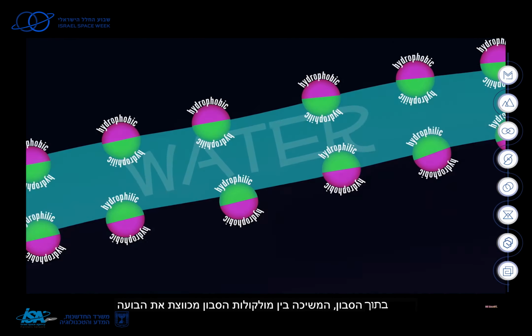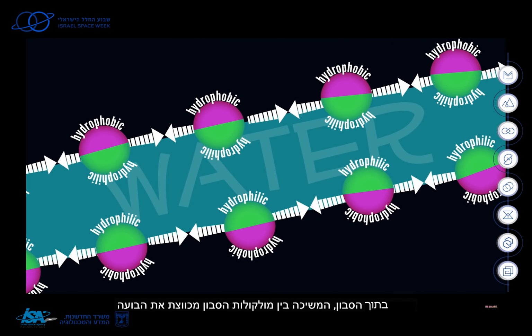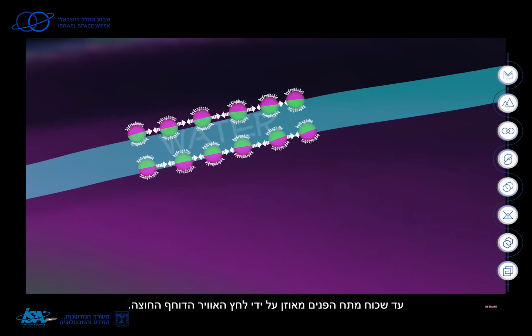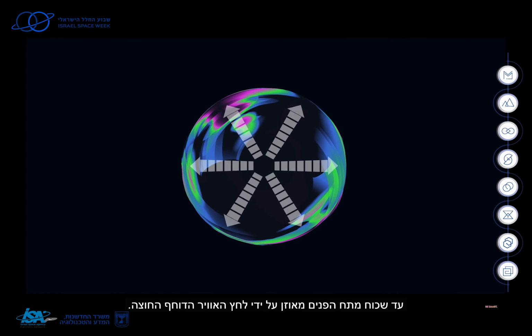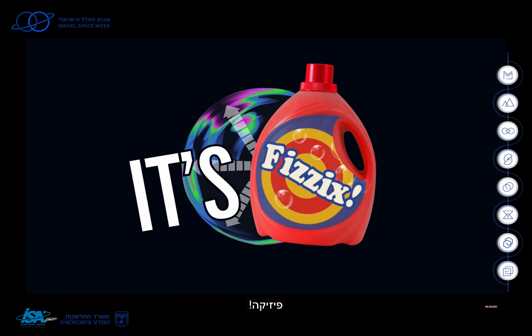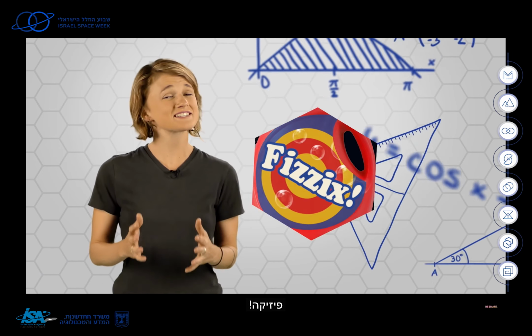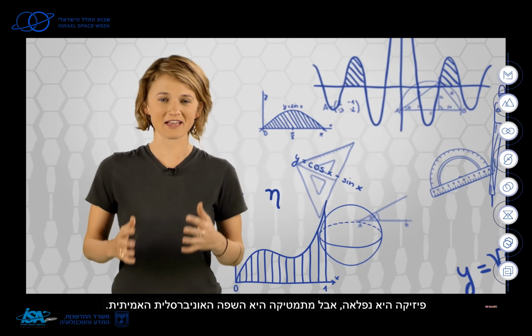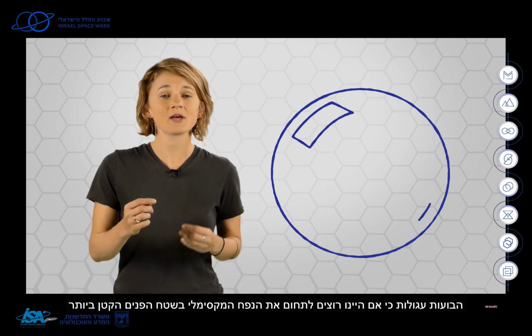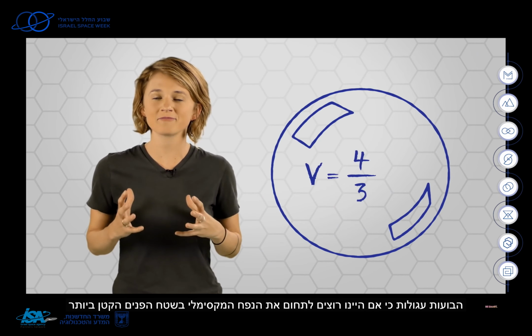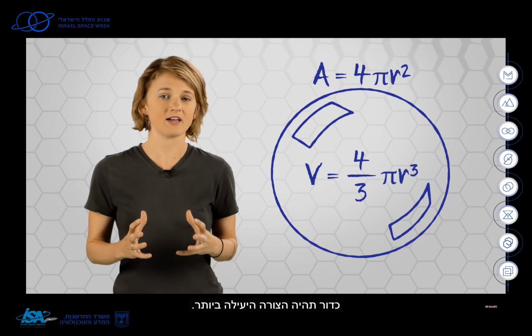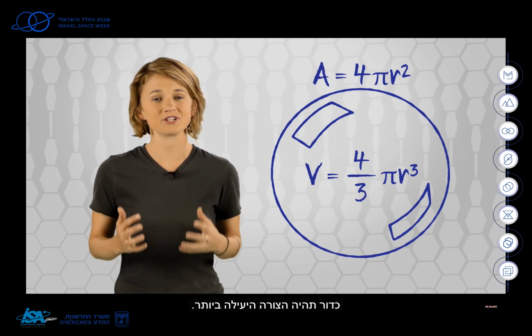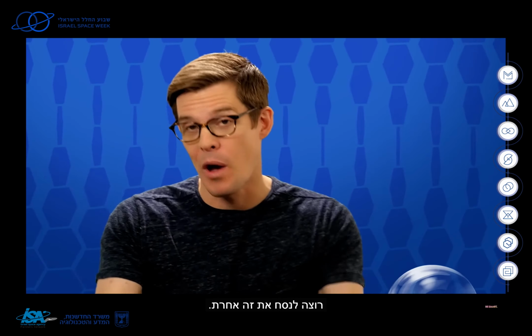Inside thin soap films, attraction between soap molecules shrinks the bubble until the pull of surface tension is balanced by the air pressure pushing out. It's physics. Physics is great, but mathematics is truly the universal language. Bubbles are round because if you enclose the maximum volume with the least surface area, a sphere is the most efficient shape. Yeah, that's another way of putting it.